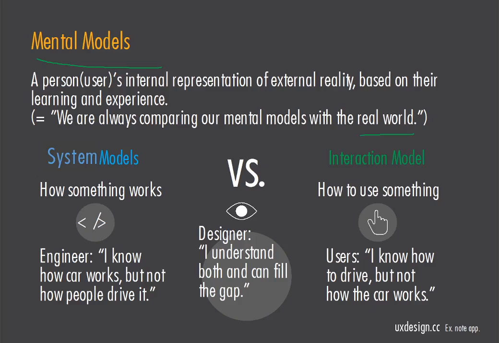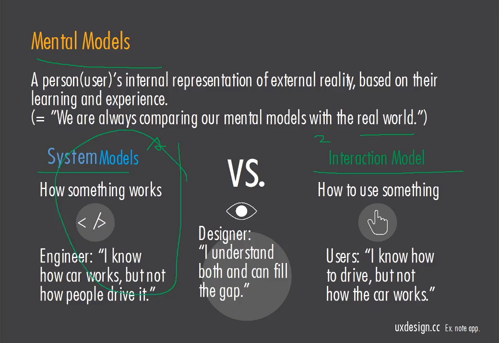When it comes to mental models, there are two things to differentiate. The first is a system model. The second is an interaction model. The system model is how something works, and the interaction model is how to interact with it, with some design, how to use it.